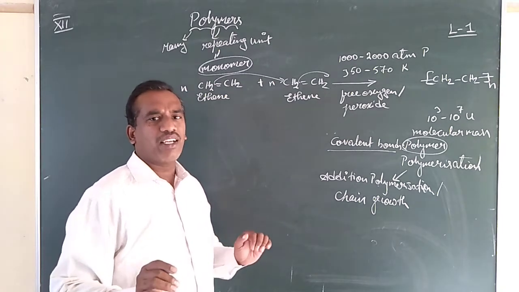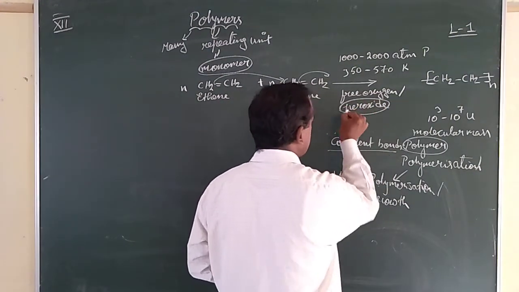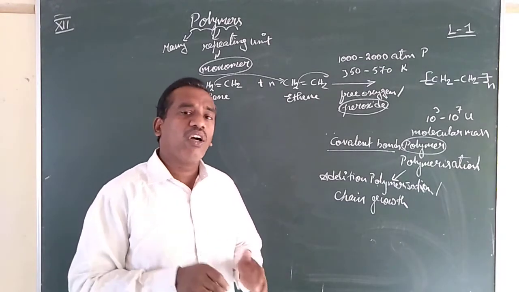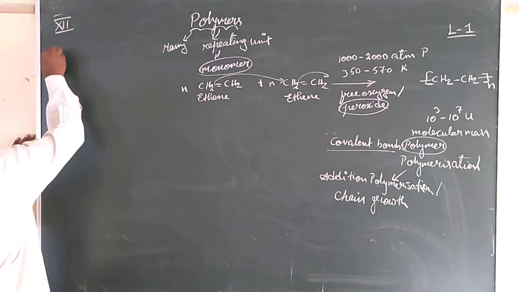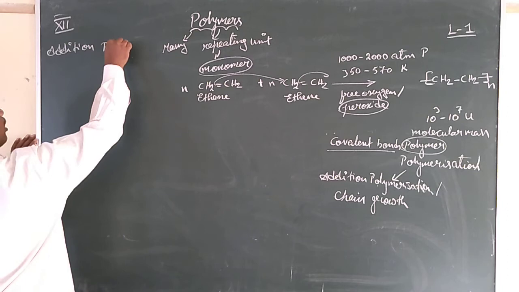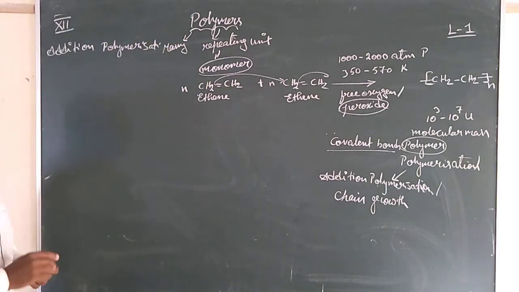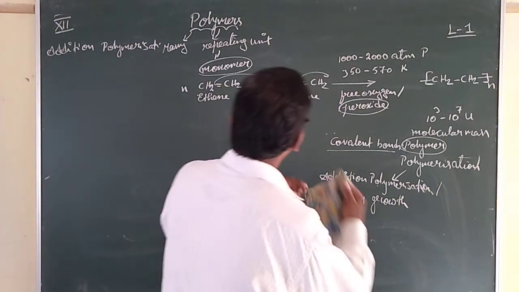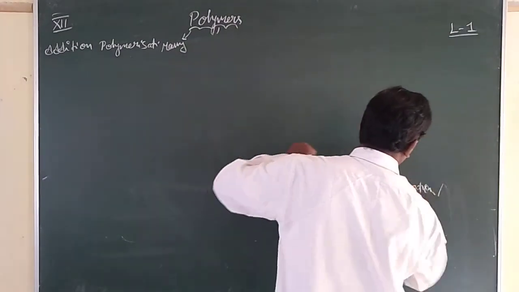It takes place in the presence of a peroxide catalyst. Peroxide means what? Let us study how this process of addition polymerization takes place. Let me erase the board. How does the process of addition polymerization take place?